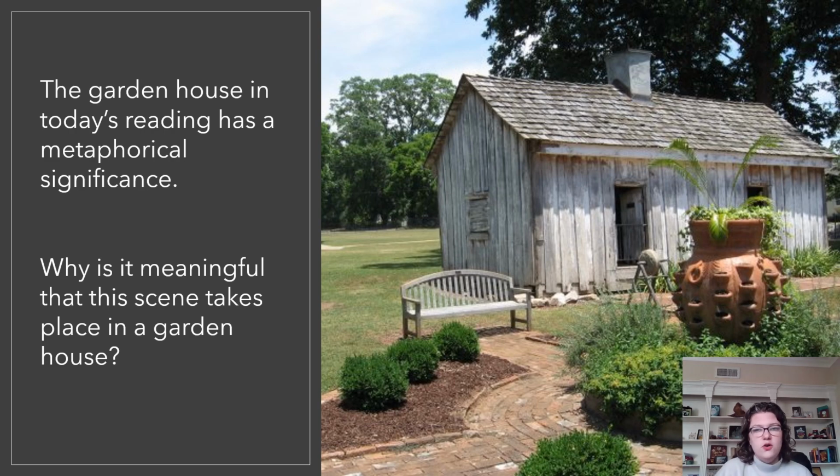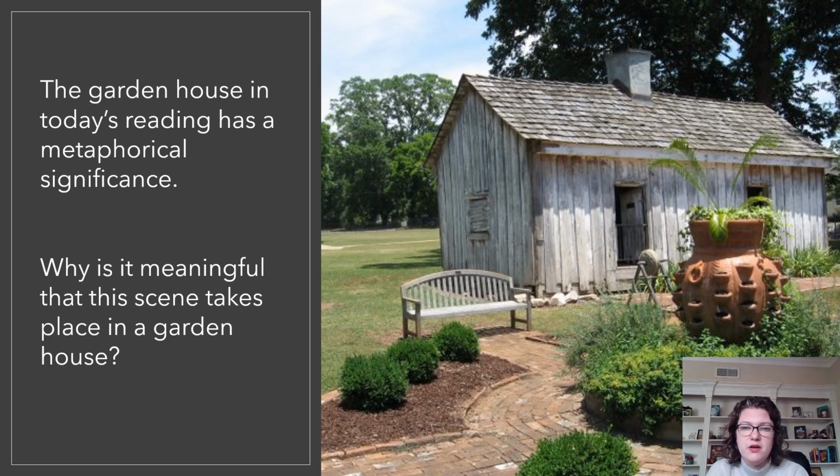All right, so in the scene that we are about to read together, there's a lot of talk about the garden house. This is actually a picture of the garden house that Helen Keller learned in. This is on her property that you can actually go visit in Alabama. So a lot of stuff happens in the garden house. And this garden house is a metaphor, right?